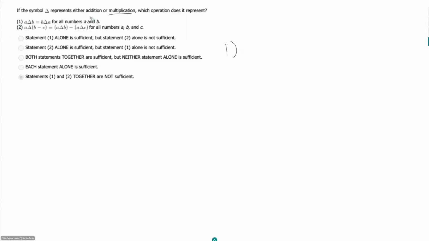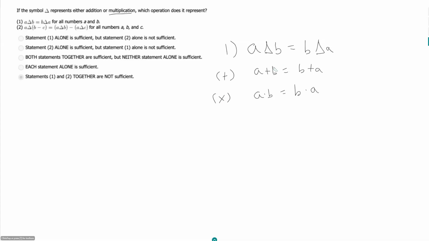Anyway, statement 1 says A delta B is equal to B delta A for all numbers A and B. So let's see if we can do this without testing numbers or anything. That would mean if delta means addition, this would be A plus B is equal to B plus A. And if delta was multiplication, this would mean A times B is equal to B times A.